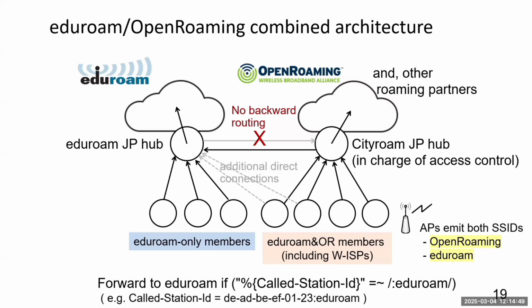Yeah, it's relatively easy to remove a feature rather than adding a feature. So if you deploy OpenRoaming and add the Eduroam SSID, that's much easier, I think. Thank you once again, Hideaki. And now we'll move on to the final presentation.